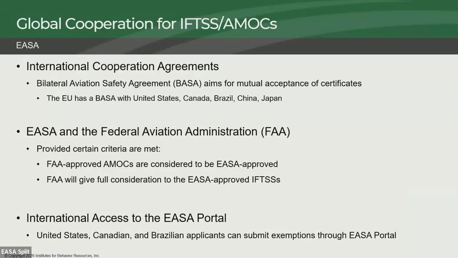I'll also note that EASA has global cooperation. So there's international cooperation agreements with a number of regions, United States, Canada, Brazil, China, and Japan. There's also a special relationship between EASA and the FAA, where as long as certain criteria are met, if you have an approval on one, it's frequently considered approved for the other.